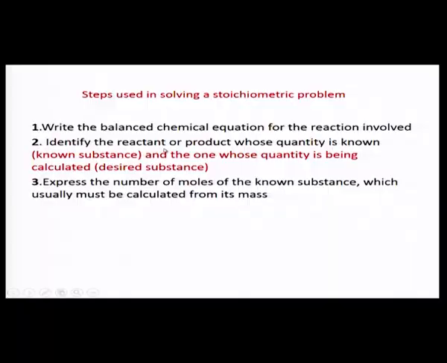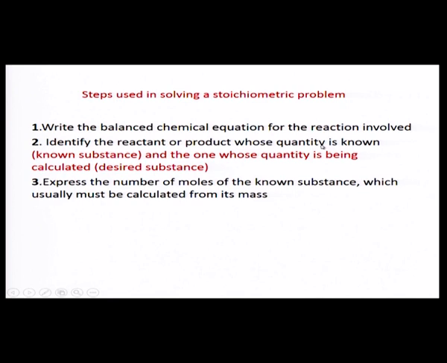What are the steps actually involved in doing this stoichiometric problem? The first one is to write the balanced chemical equation for the reaction involved, including the products formed. This is the first step. And then the second step is to identify the reactant or product whose quantity is known.